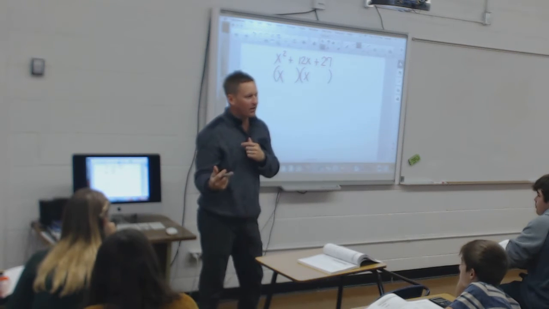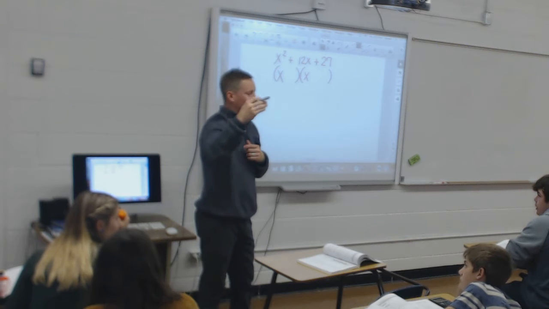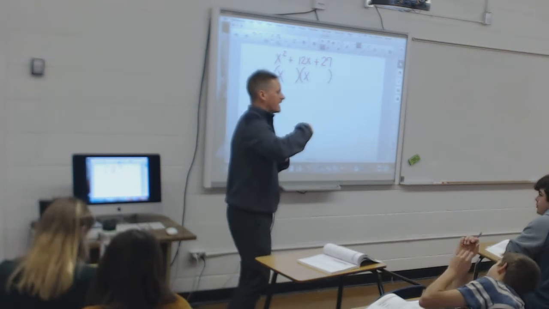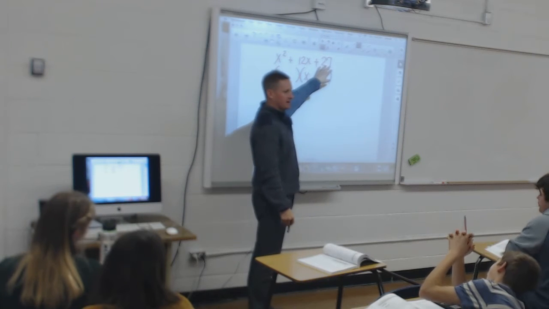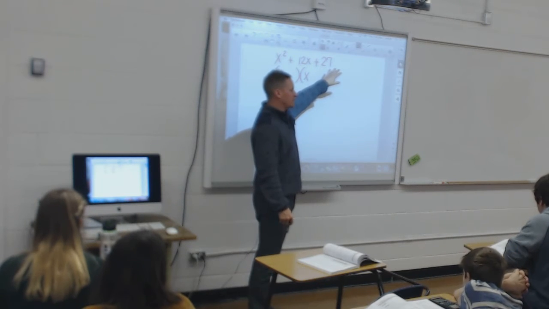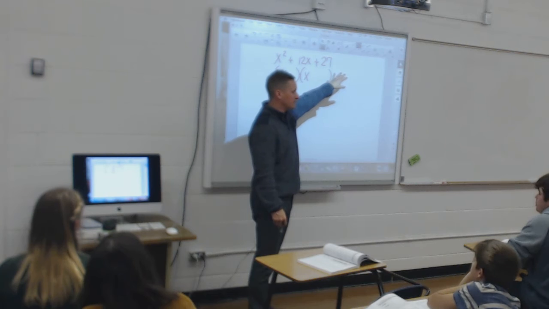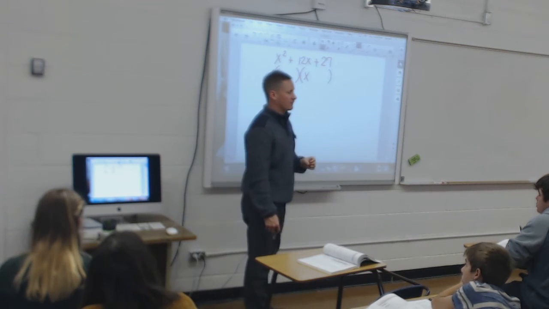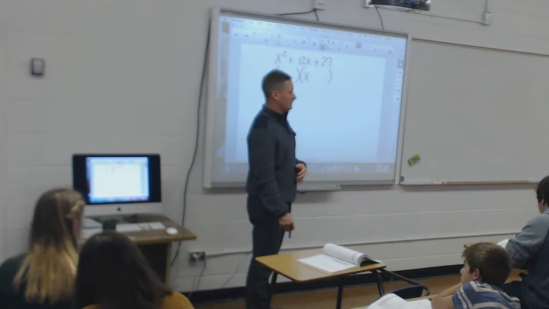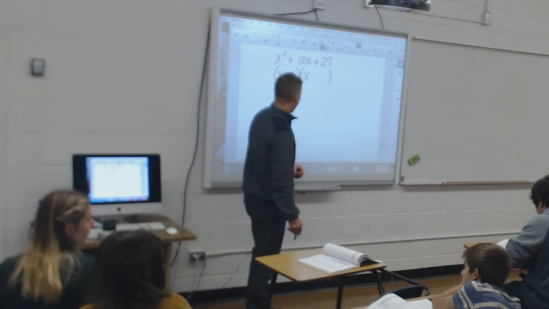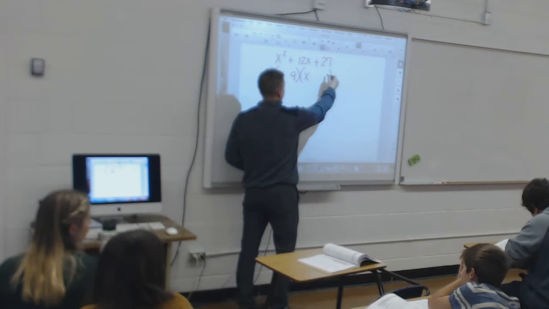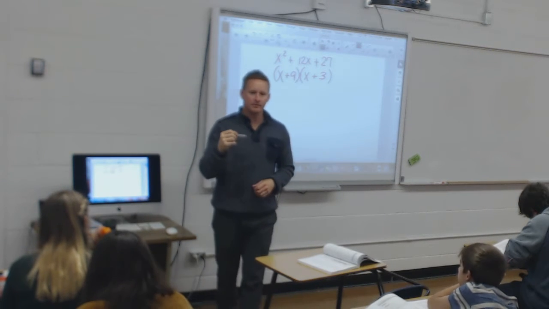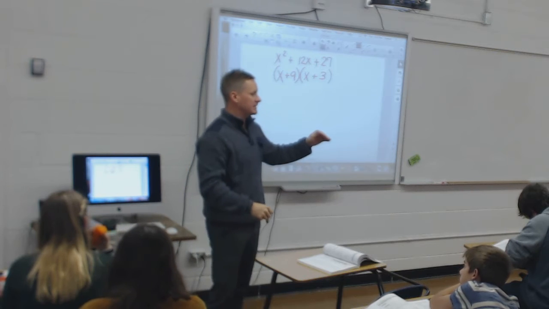What's the last part of FOIL? Multiply the last in the brackets, right? Well, what does that end up giving me? 27. So what are the 2 values of 27 that I multiply together that will add to give me 12? 9 and 3. Doesn't matter. Both of them are positive because 9 times 3 gives me 27.